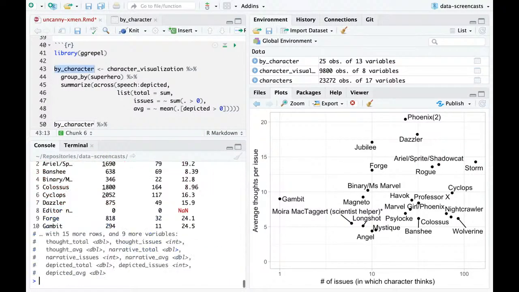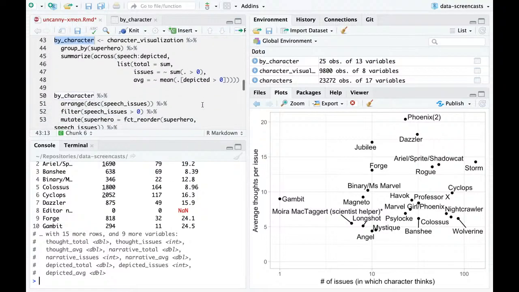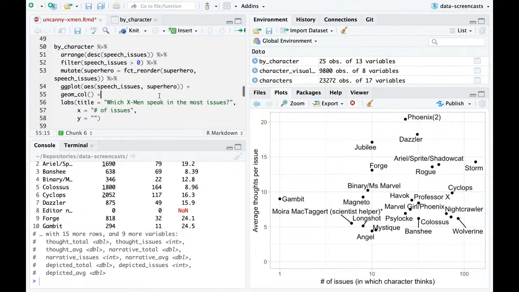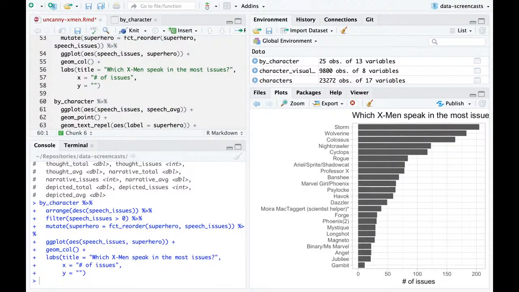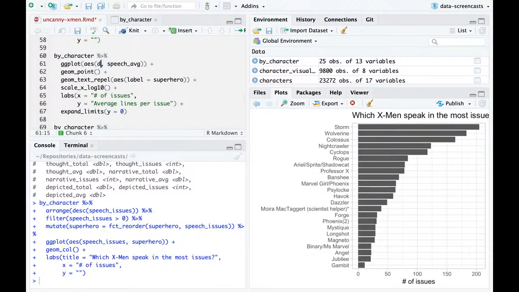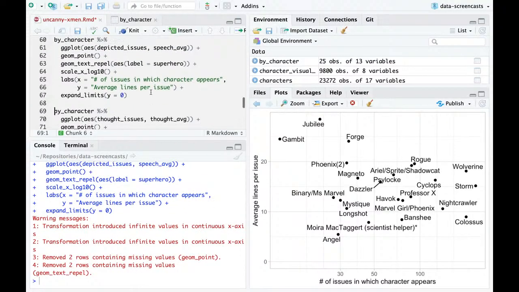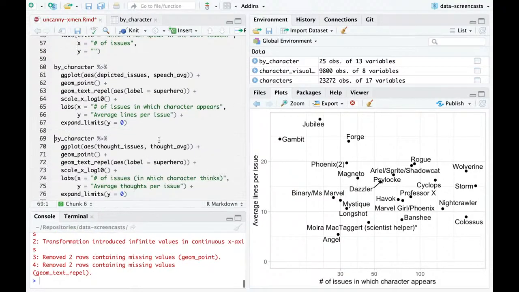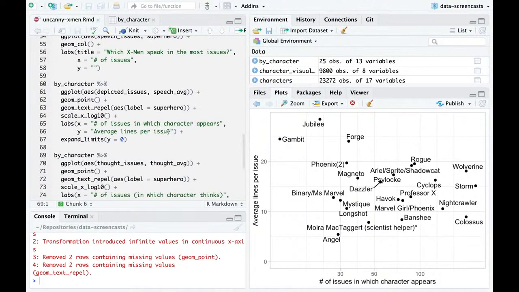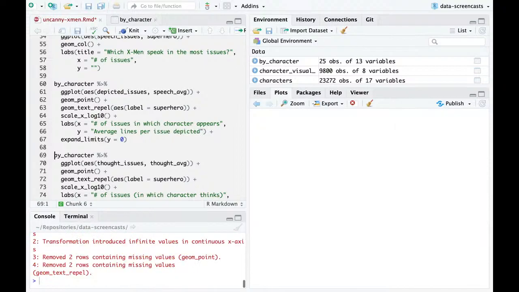So far, it looks like maybe I can. I actually want to say average thoughts per issue in which they're depicted, average speech per issue in which they're depicted, and then I'll put depicted issues on the x-axis, the number of issues in which the character appears. And then average lines per issue. That's an average where the denominator is how often they appear.